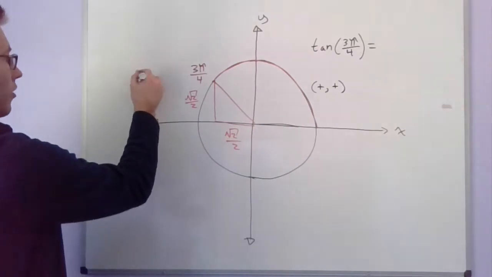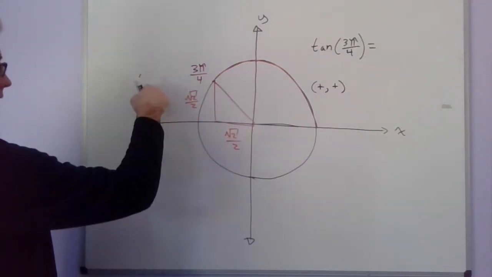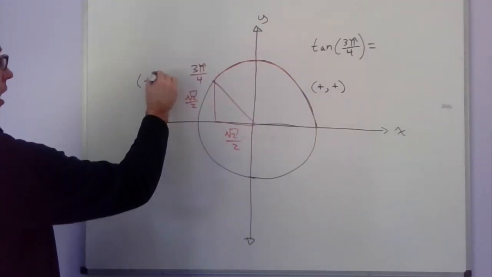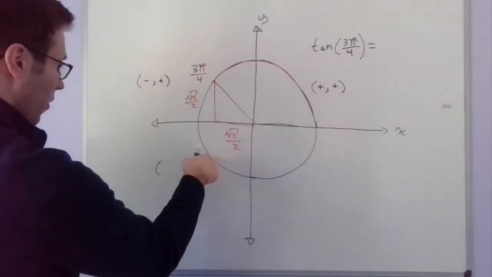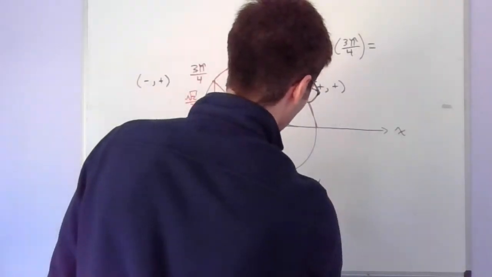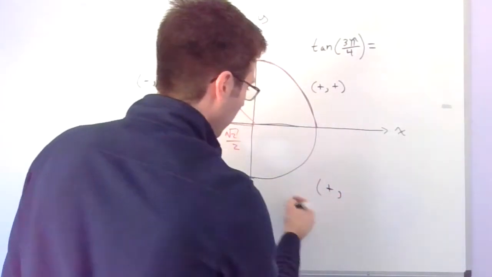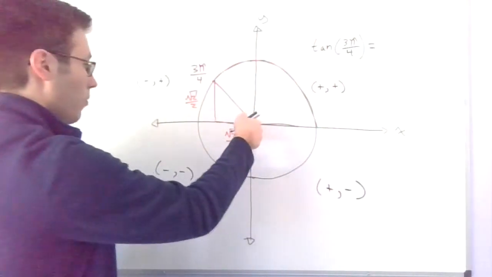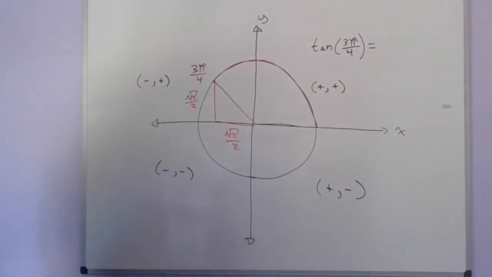If I look at this quadrant over here, my cosine term is going to be negative. My sine term is going to always be positive over here. Here's the situation where they're both negative. And over here is the situation where your cosine term is positive and your sine term is negative, because it's in the negative y direction. It's those negative values over there.